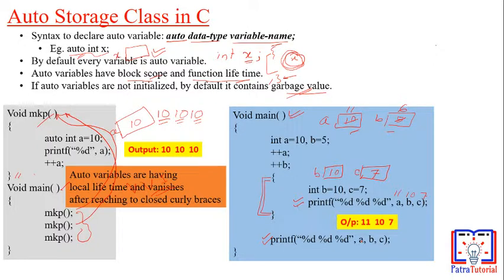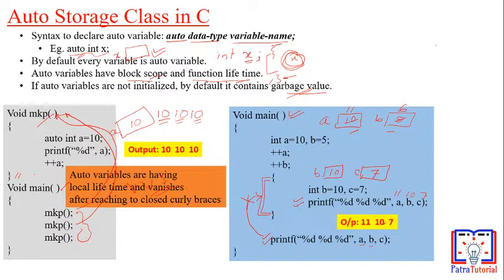What about this one, %d, a, b and c? See, a definitely it will access. It cannot access this block. This printf statement cannot access this block. But it can access these variables, right? So a is now 11, b is 6. So it will easily print a and b.